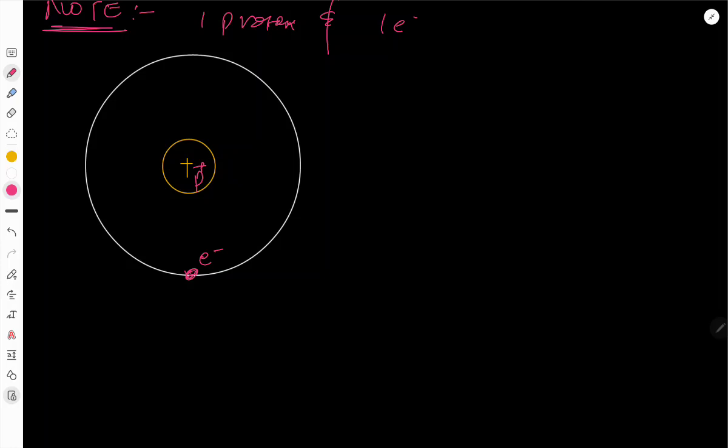And now on this electron, the attractive force is working, that is Coulomb's attractive force, which can be written as K Q1 Q2 by R squared with a minus sign, showing that it is inwards. But as it is a centripetal force, we will not write the minus sign and equate it with the centripetal force mv squared by R.